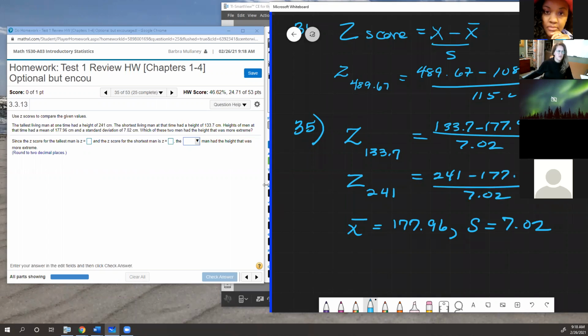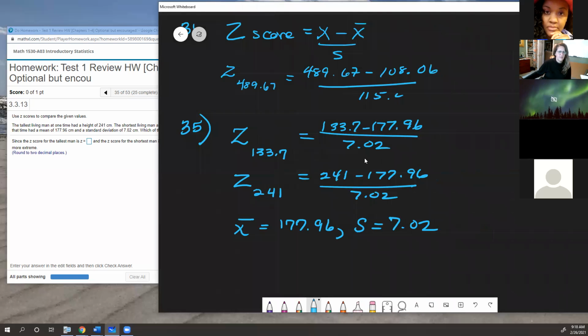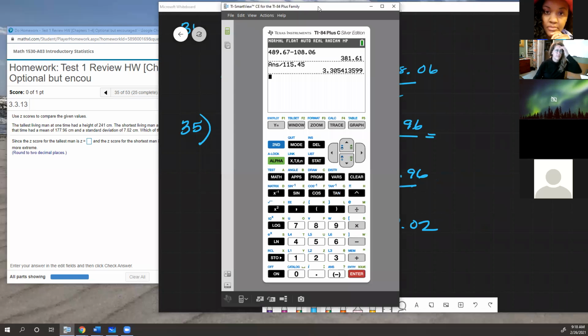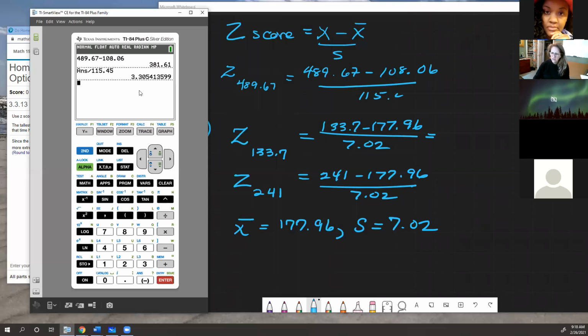All right, so let's get the z-scores for each of them. Go ahead and do the shortest man. Did anybody get the z-score for the shortest man? Okay, thanks for your answer there, Catherine. So you have, is that right? 6.3 for this problem? Because that's a large z-score. That is very extreme.